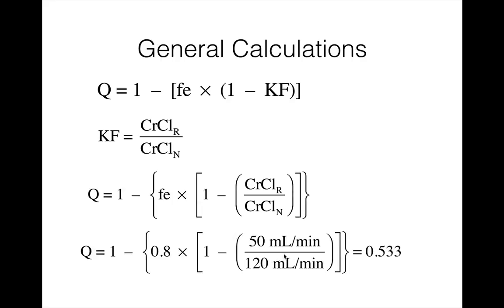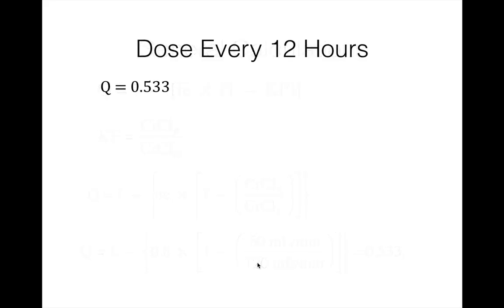Just some tips on this. Make sure that calculations are done within the brackets first and then multiply by the 0.8. Ensure that that's completed and then subtract from 1. It's pretty easy to make some errors in this type of formula if you don't pay attention. So the Q is 0.533, again indicating about half the dose is needed over a period of time.